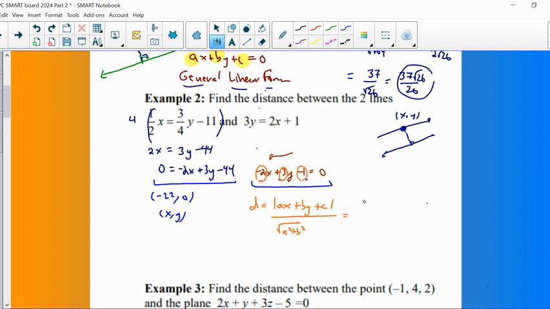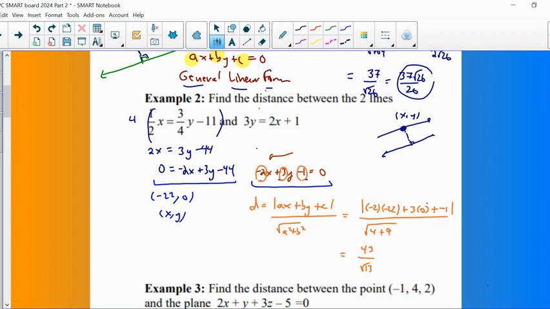So my distance is the absolute value of negative 2 times x, which is negative 22, plus 3 times 0, so that's very nice, plus negative 1, all divided by the square root of a squared, so 4, plus b squared, 9. So our numerator, we just get 22 times 2, so 44 minus 1, so 43. And it's already positive, divided by the square root of 13.